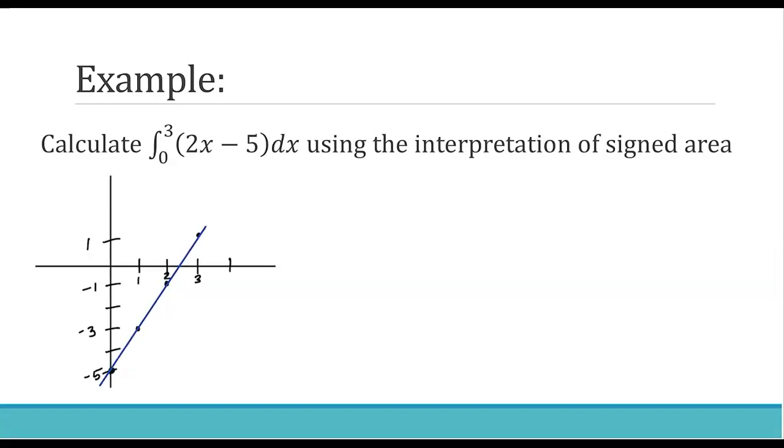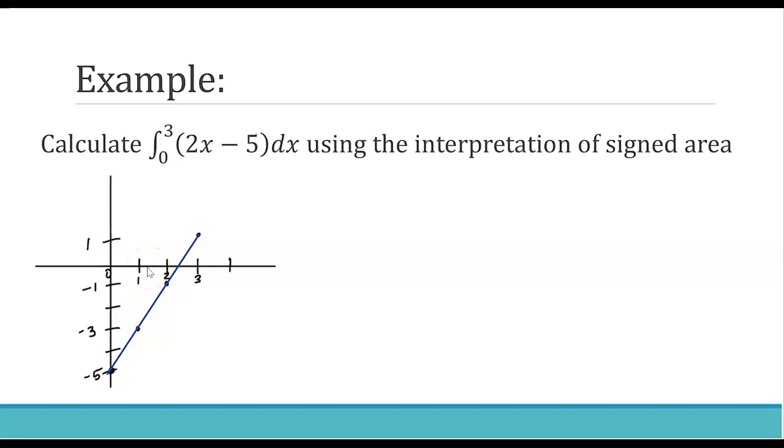And I'm only going to focus on the line between the x values 0 and 3, so I'm going to erase a little part of it. I'm going to do a little bit of erasing here. I'm going to erase this little portion here. So here's my linear function. When we talk about the definite integral, we're talking about the signed area, so the area that's trapped between the function and the x-axis.